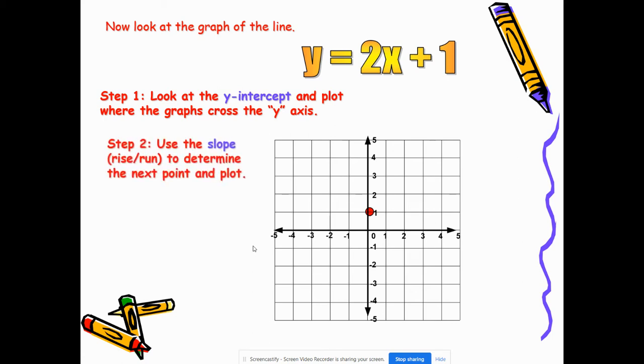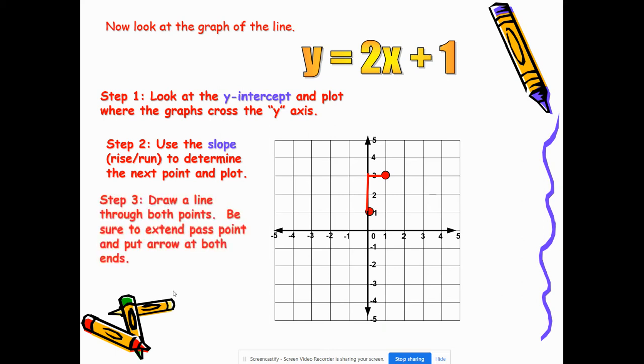Next, you're going to use your slope to determine the next point. So since our slope is 2, we're going to put that 2 over 1, since it's a whole number. We're going to rise 2 and run 1 over to the right, and that will be our next point. Now, of course, you could keep going if you want. We can easily just draw a line through those points and make sure to extend them and include your arrowheads.